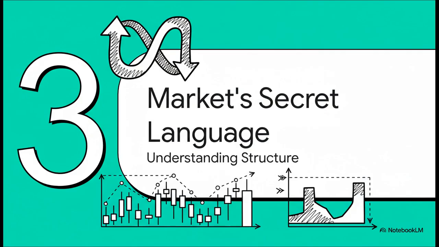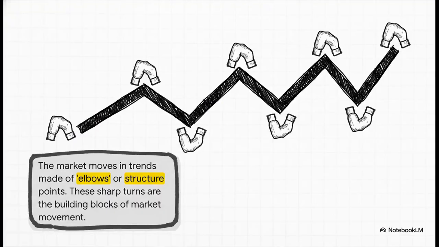Okay, so we've got the basic vocabulary down. Now it's time to learn the grammar. Because the market doesn't just move randomly, it actually has a pretty predictable structure. It moves in what we call trends. You'll notice the market never goes up or down in a perfectly straight line. It kind of zigzags, right? It creates this series of peaks and valleys, and our source calls them elbows, which I think is a great way to put it. These sharp turns, these elbows, are the building blocks of the whole market structure.